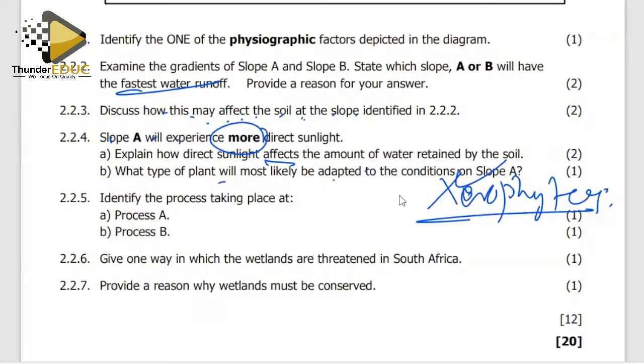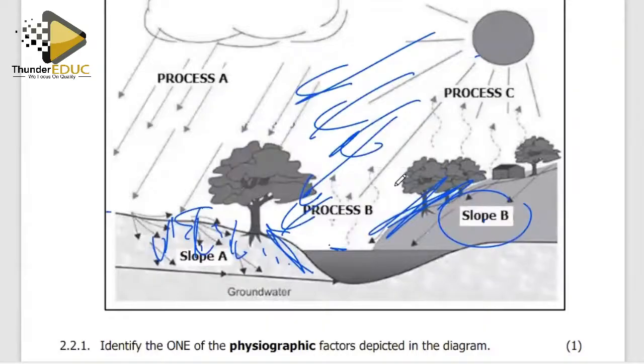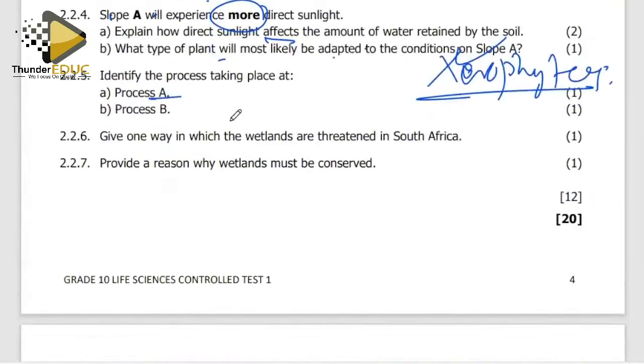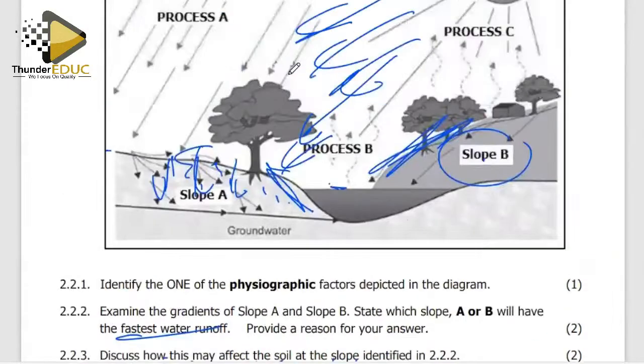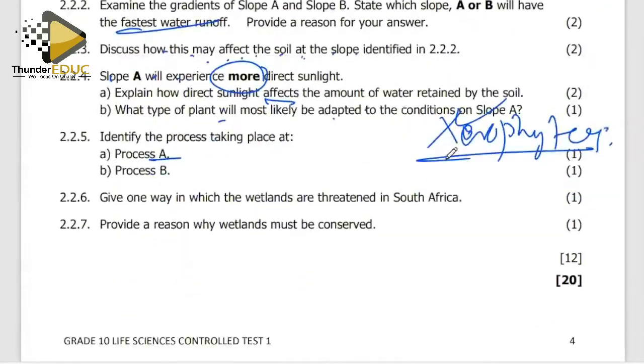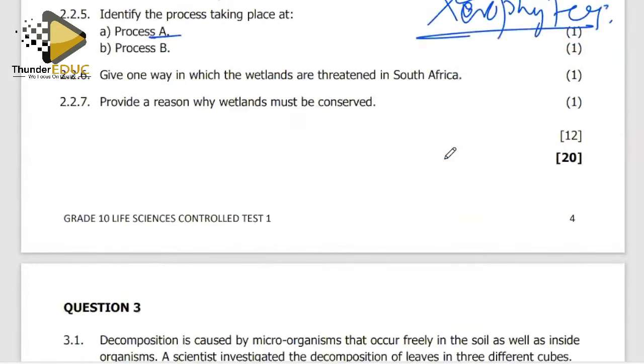Identify the process taking place at process A. What is process A? If you look at process A, we go back. Process A is raining, so I can say precipitation. Yeah, precipitation. Process B. We go back to process B. Process B is here, it looks like it's going up, so I'll call it evaporation. Evaporation. Yes.